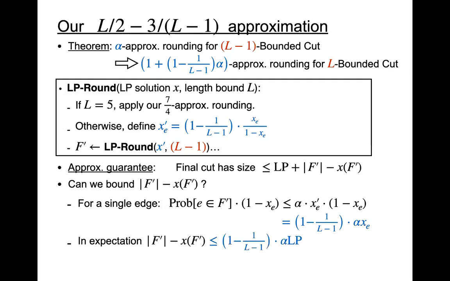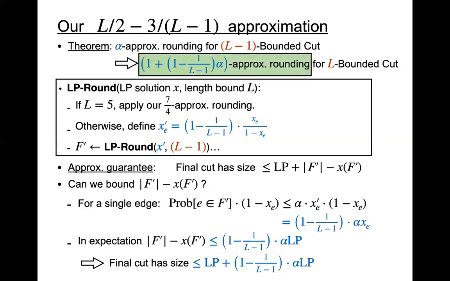So summing over all edges, the expectation of the cardinality of f prime minus its LP value is at most this expression, the quantity 1 minus 1 over L-1 times alpha times the LP value. And so the final cut has size at most LP plus this expression. And you'll note that this is exactly the approximation guarantee that I promised you.